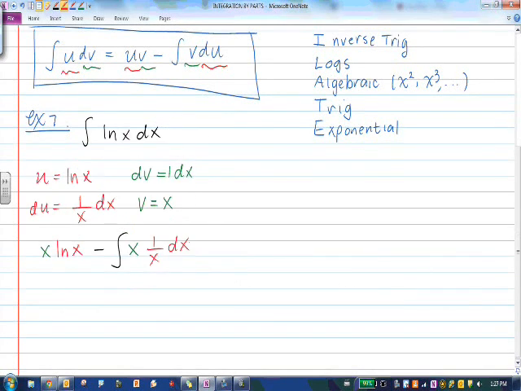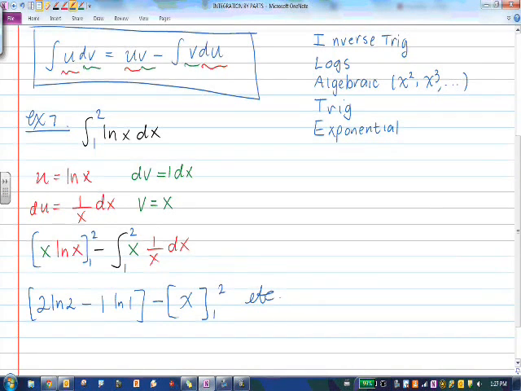Let's revisit the problem of the integral of natural log. So I already have it all set up. But what happens when I have bounds? Where do the bounds go? It turns out the bounds have to go for both parts of integration by parts, because for a definite integral you need to plug in to the entire answer. So the first part is 2 natural log of 2 minus 1 natural log of 1, and then that integral is just x from 2 to 1, and you can figure it out from there.